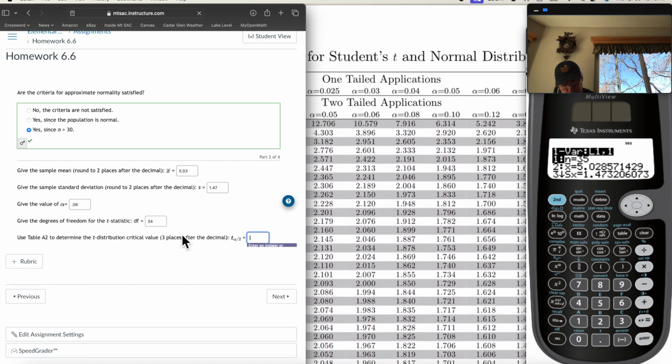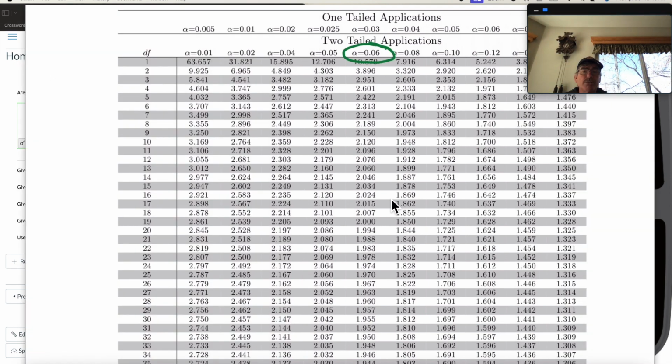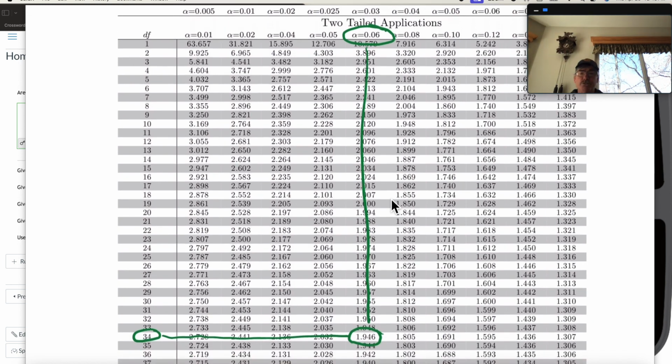Here it is. Okay, so again, our alpha is 0.06, so that's this column. Let me show this. That column, 34 degrees of freedom is way at the bottom here, and then I'll just line those up. So it looks like 1.946 for that t alpha over 2 value. Okay, so let's pop back here.